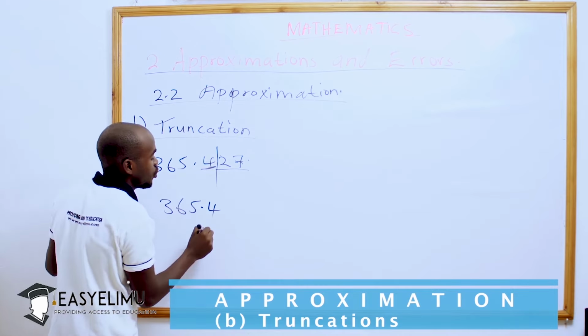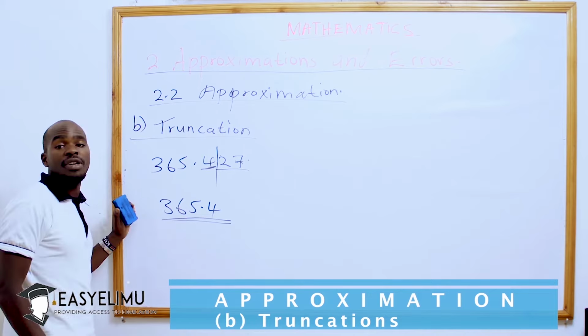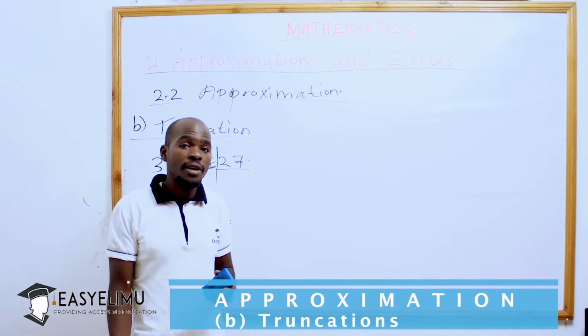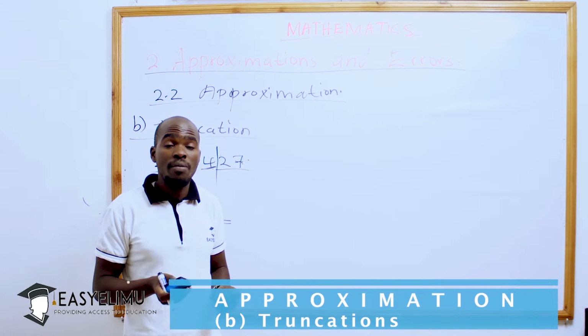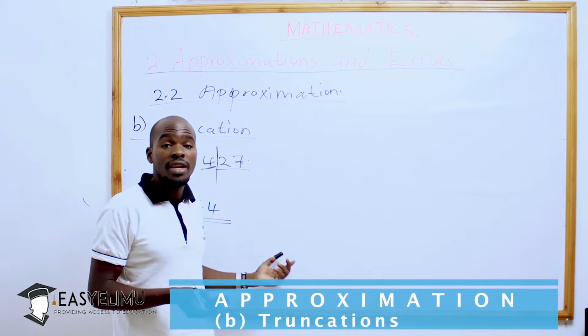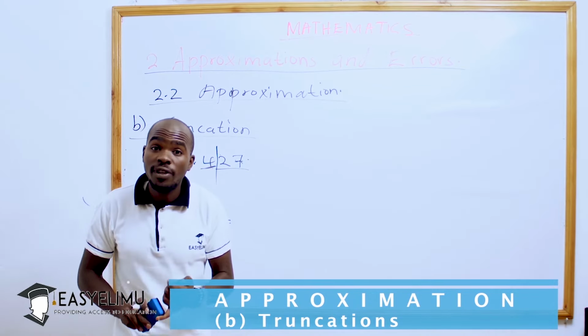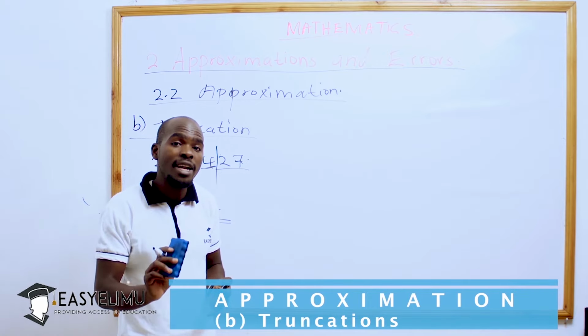So we are going to truncate it up to that point, and you will give your answer as 365.4, which is similar to 4 significant figures. That is how we do truncation to numbers we have been given with the given condition. If it is truncation to 4 significant figures or to any kind of significant figure, you just cut at that point.